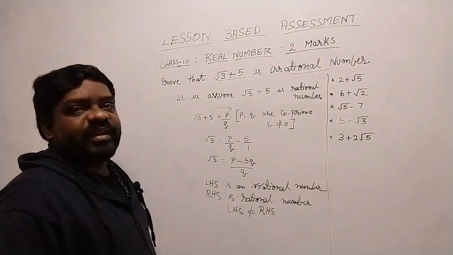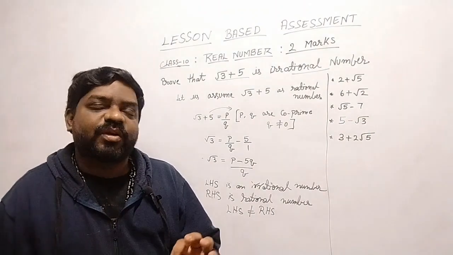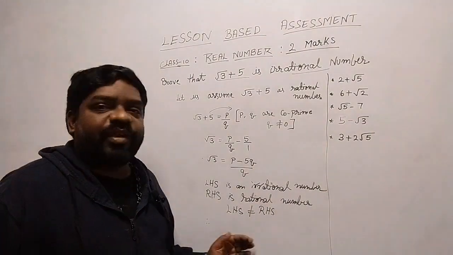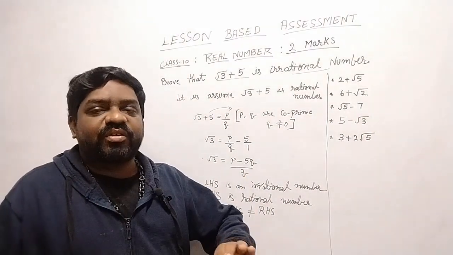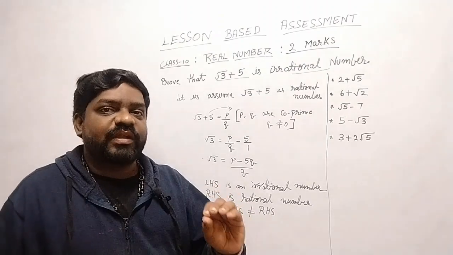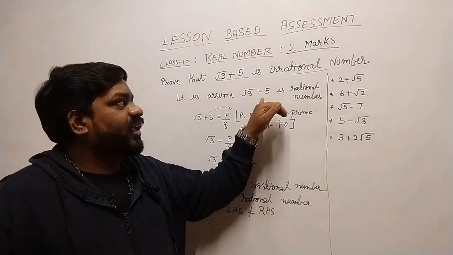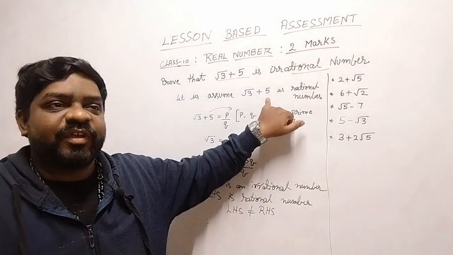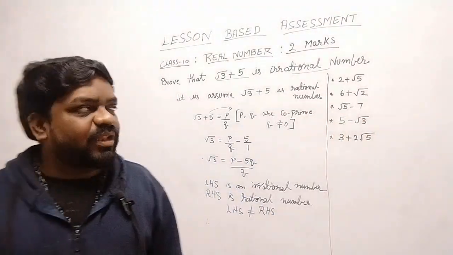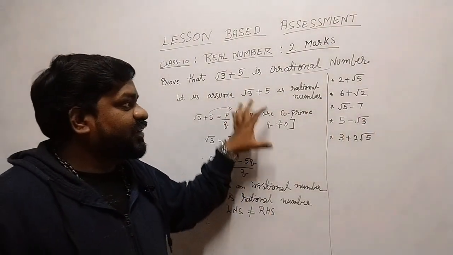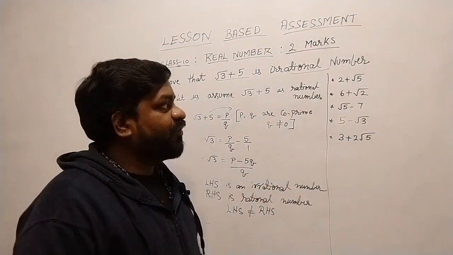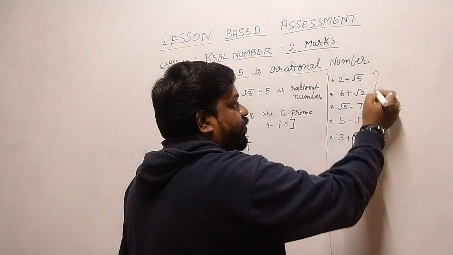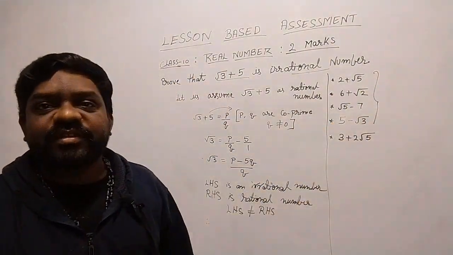So this contradiction occurs due to our wrong assumption. You need to write the statement: this contradiction occurs due to our wrong assumption. Therefore, root 3 plus 5 is an irrational number. The same steps you can follow for all these questions.